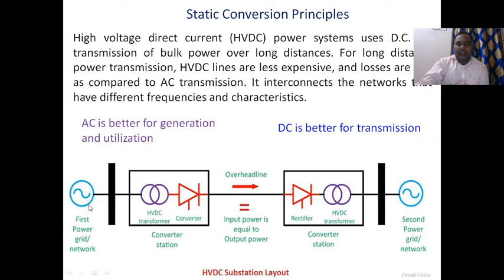Please see the diagram. This is the first power grid or network. This is the HVDC transformer. This is the converter which converts AC to DC. The DC travels and again this is an inverter. So whatever the name, the converter converts AC to DC or DC to AC. This one converts AC to DC. The second converter converts DC to AC.